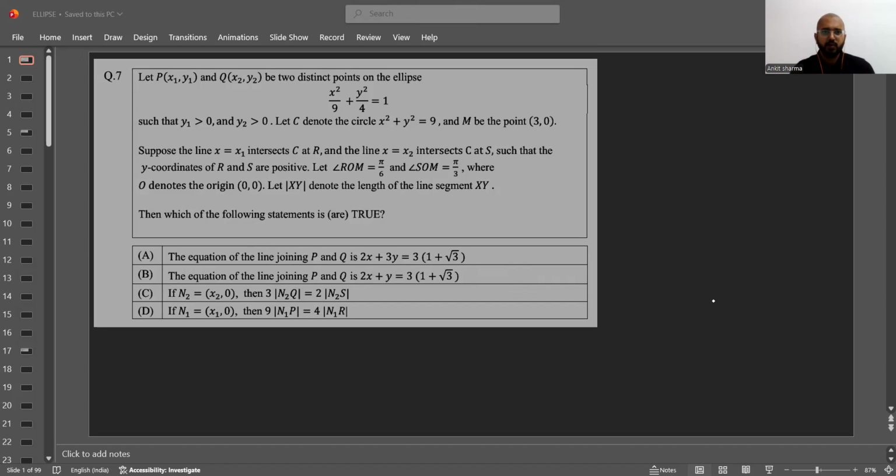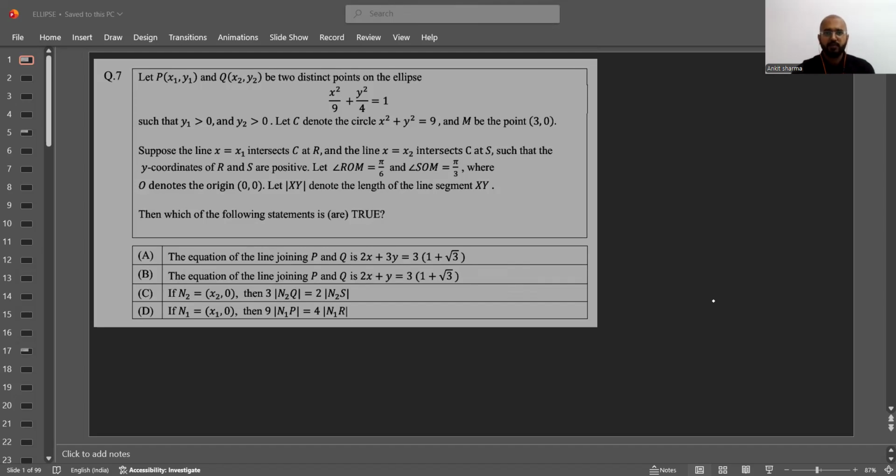So P and Q are 2 points on the ellipse, and y1 is given to be positive and y2 is given to be positive. So that means we just have to select the coordinates in the upper half plane. Okay, that means above the x-axis. Let C denote the circle and M the point (3, 0).